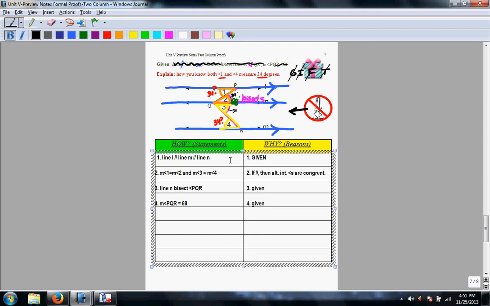So if it's being cut in half and it's being bisected, step number 5, I can say that the measure of angle 1 must equal the measure of angle 2. And why do I know those two angles are equal? Is because of the bisector. So I can just write because of the bisector.